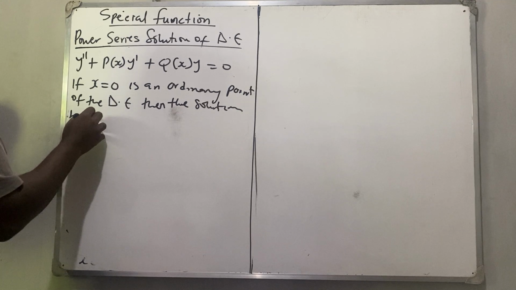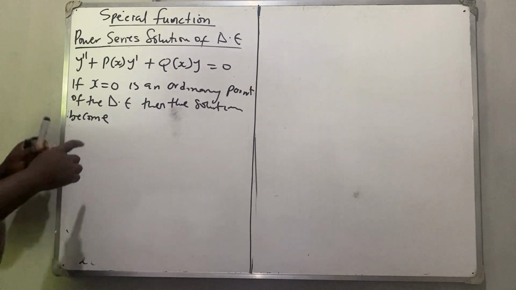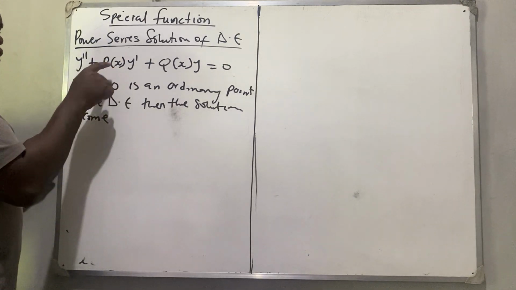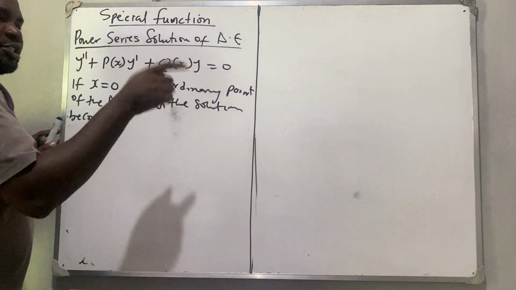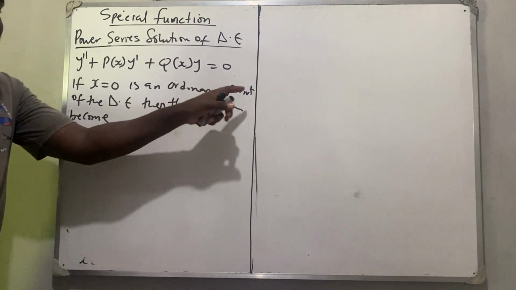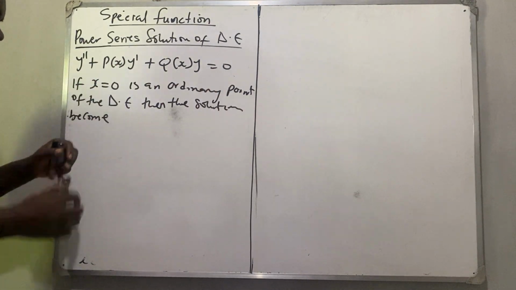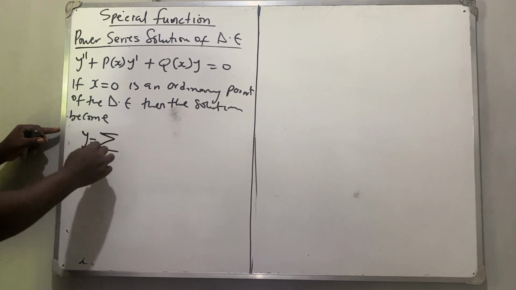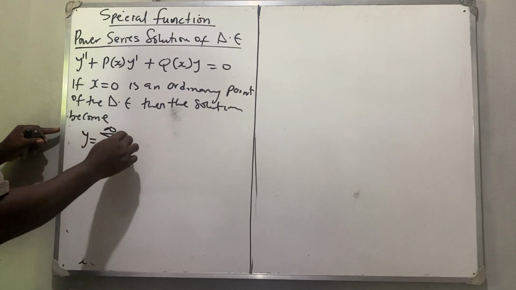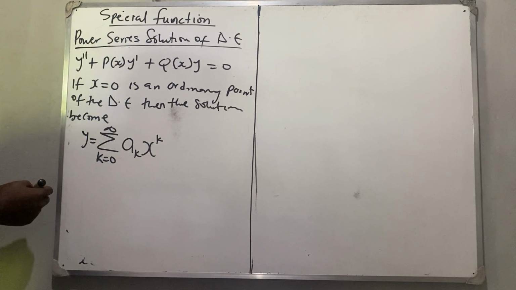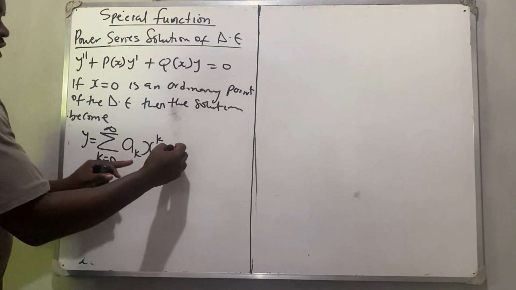I hope you still remember what I mean by ordinary point. That means if I substitute 0 in this differential equation, p of x is not going to give me infinity, and q of x is not going to give me infinity. So if we substitute and we did not get infinity, we say that it's an ordinary point. So if it's an ordinary point, the solution becomes y is equal to the summation of k starting from 0 to infinity of a_k x raised to power k. This is how the solution will look. And if you expand this, you will see that this is equal to what?